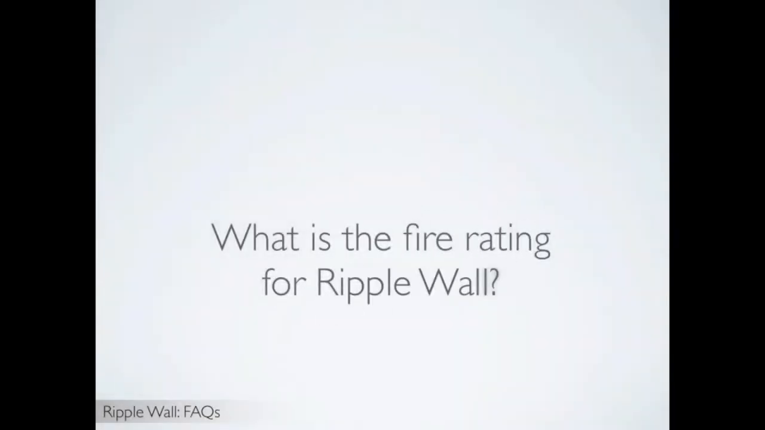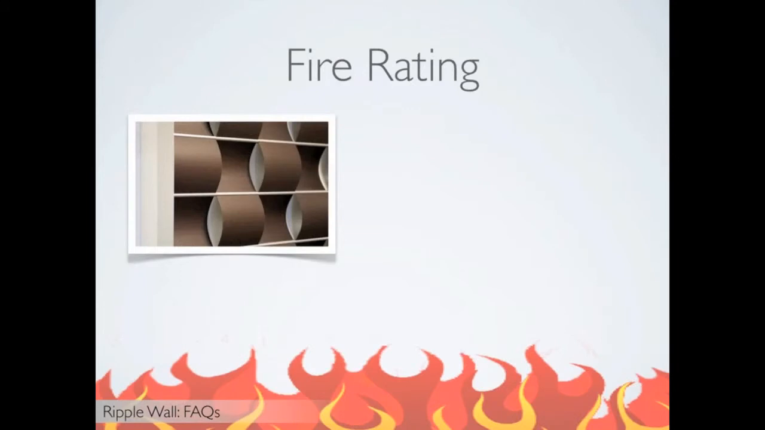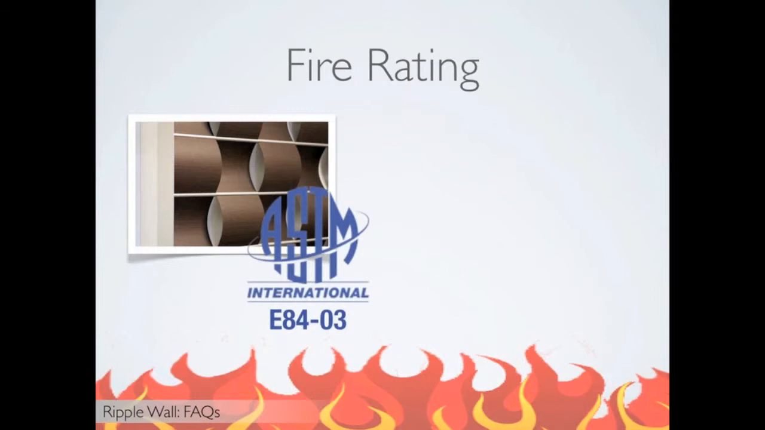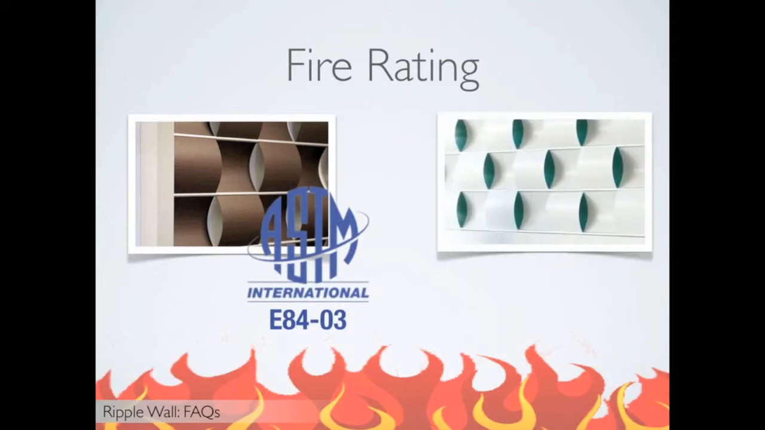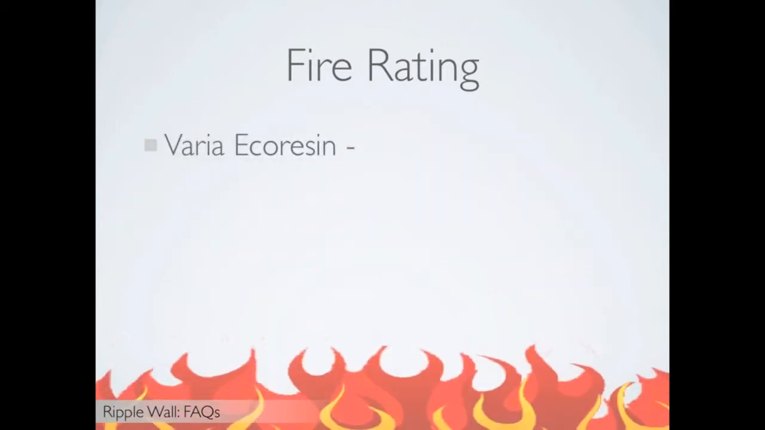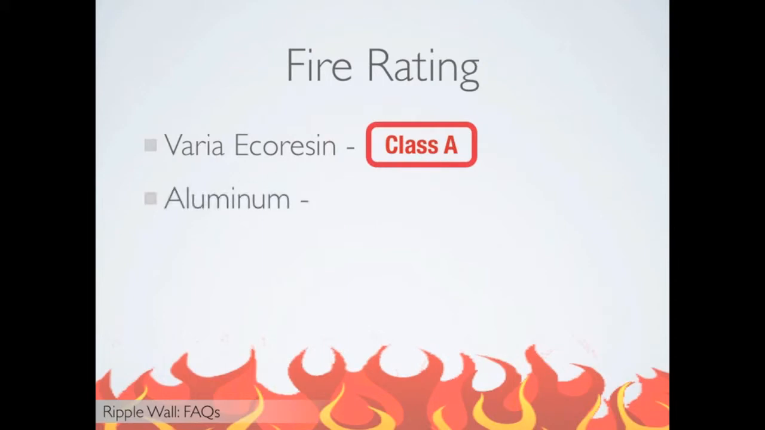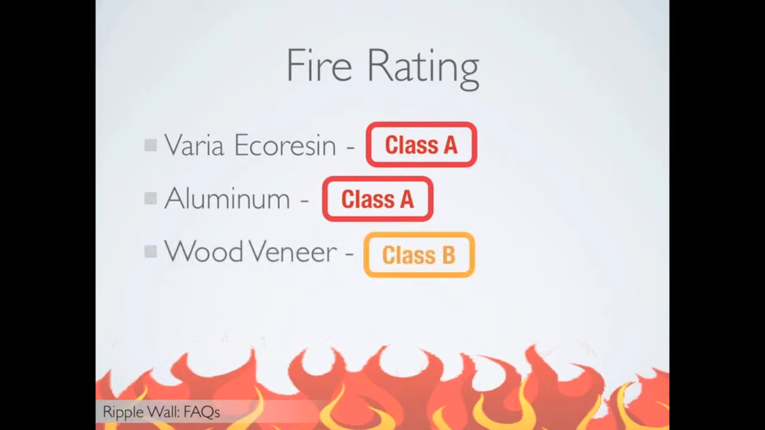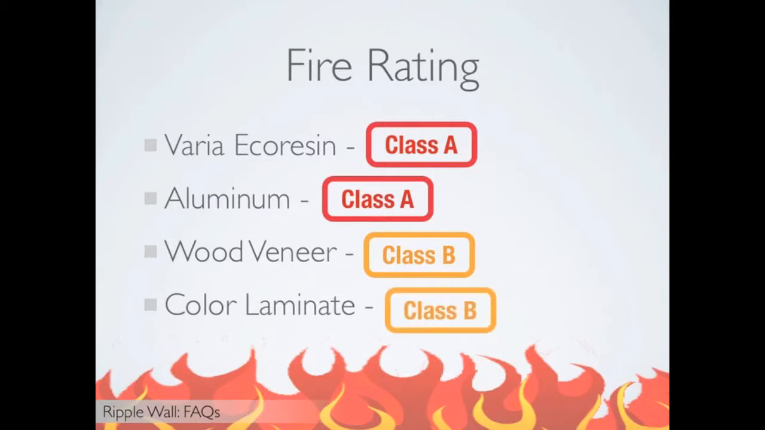What is the fire rating for Ripple Wall? Ripple Wall materials have been tested for flammability and smoke test with the ASTM E84 standard, and Varia Eco Resin was tested by the NFPA. The results were the following. Varia Eco Resin received a Class A rating. Aluminum finishes also received a Class A rating. Wood veneer received a Class B rating, and colored laminate also received a Class B rating.